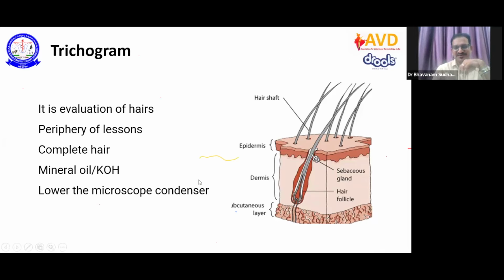Here, always remember a most common mistake. We need to lower the microscope condenser when you are examining for the trichogram. In previous cases, no need, we need a sharp or bright light, but for this we need to have a lower intensity of light.